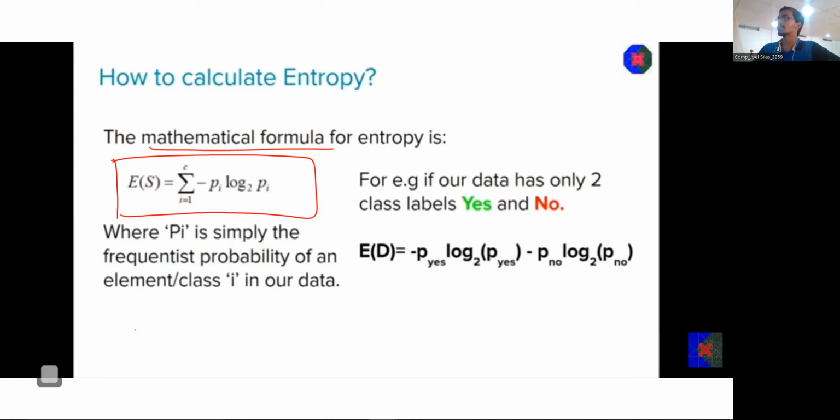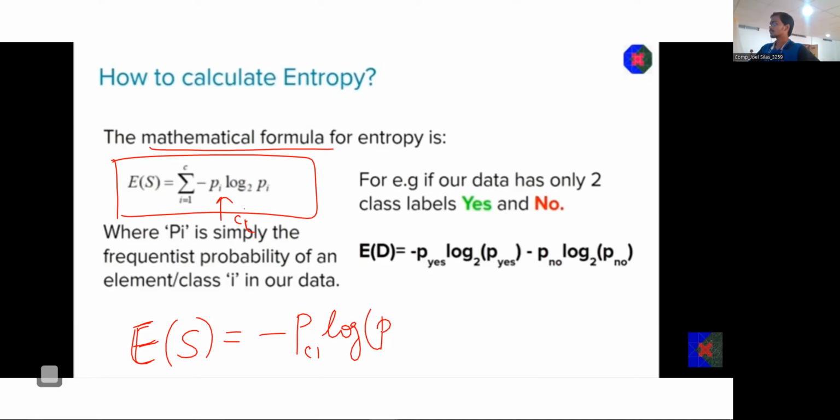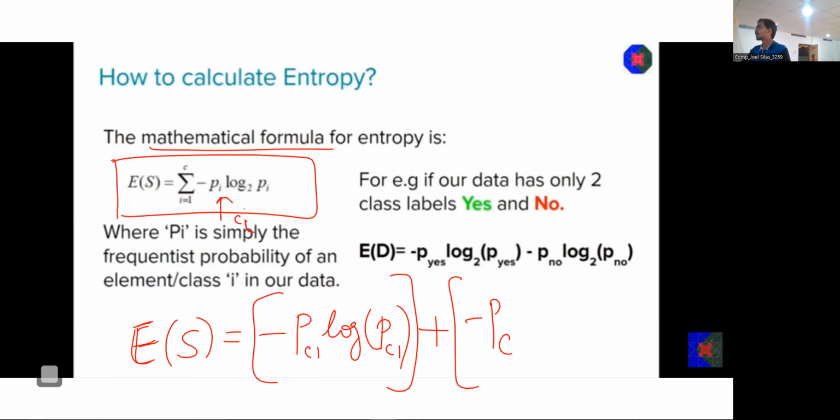Now, what does this formula mean? The entropy of a particular feature or a particular data set can be given by minus P of category 1. Here i stands for the particular category. Suppose we have 5 categories, then i will go from 1 to 5. So category 1, log of P of category 1, plus, again it is summation, so again minus probability of category 2 log of P of category 2, and so on up to category n.